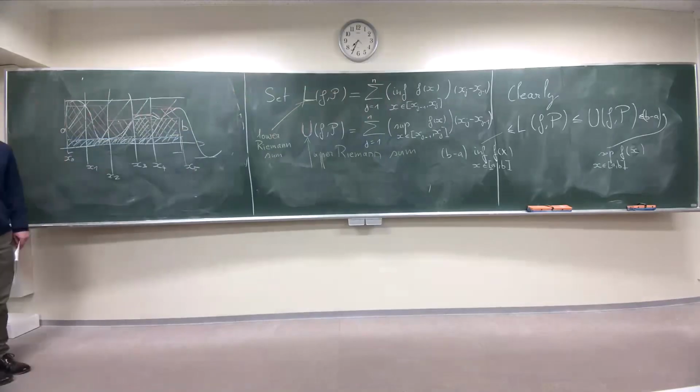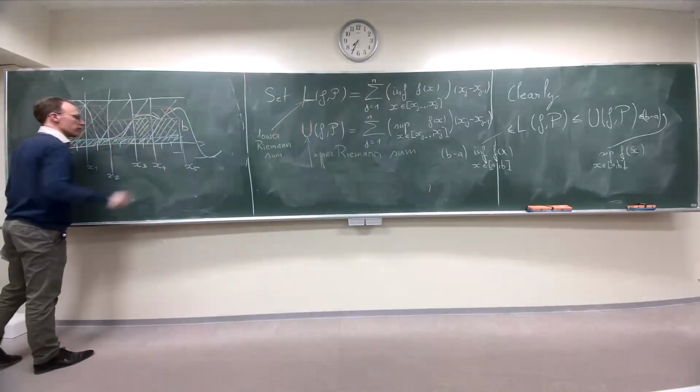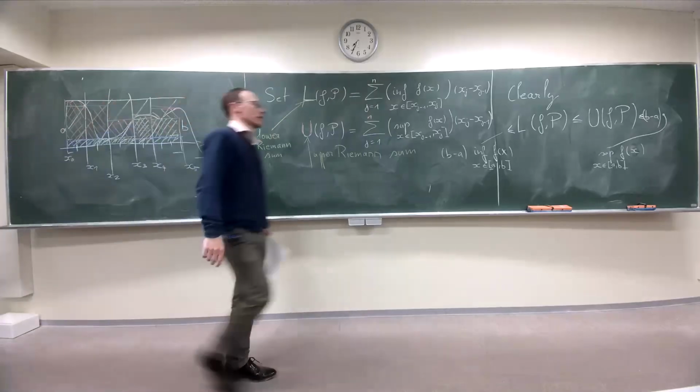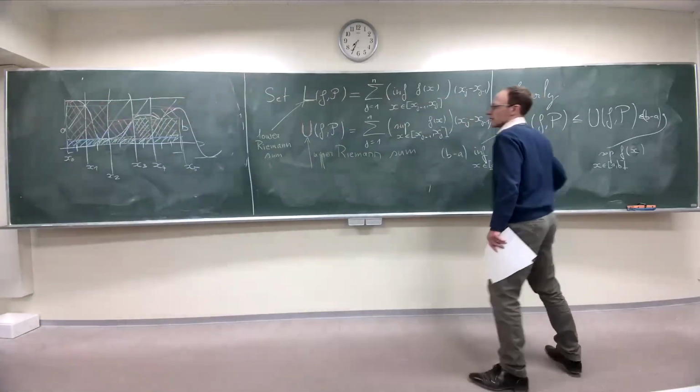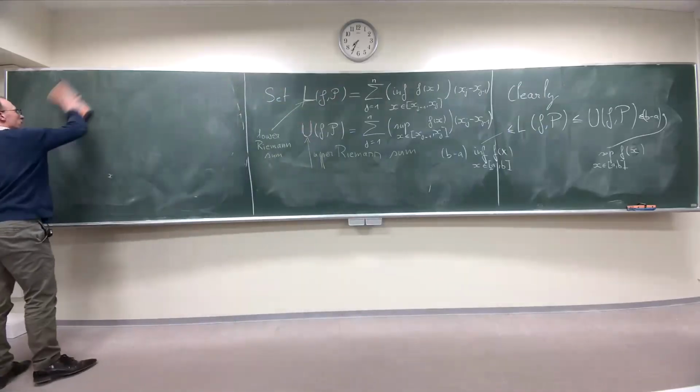Now what happens if you subdivide? This is for a given P. Now I will do a picture again. I'm going to subdivide each interval. I will take only 2 or 3 intervals because otherwise it's becoming nasty.